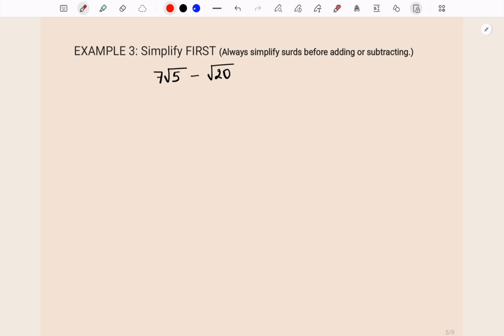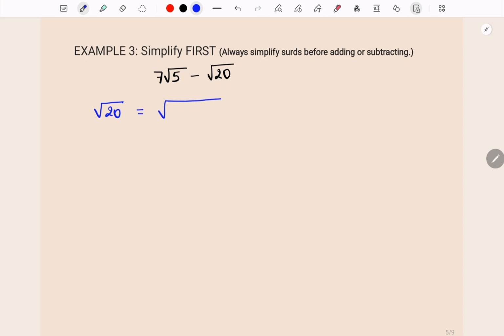Remember that whether or not two or more than two terms are like or not, we can only comment on that when we have all the surds in their simplified form. So we have root 20 here, right? Root 20, and you already know how we can simplify this surd.